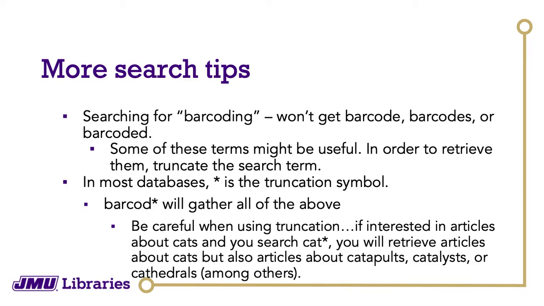Here are some other tips that might help you search. When searching for barcoding, you will not get results that include barcode, barcodes, or barcoded. Some of these terms might be useful. In order to retrieve them, truncate the search terms. In most databases, the asterisk is the symbol. So barcode asterisk will gather all of the above. Be careful when using this though. If interested in articles about cats and you search cat asterisk, you will retrieve articles about cats, but also articles about catapults, catalysts, and cathedrals, among others.